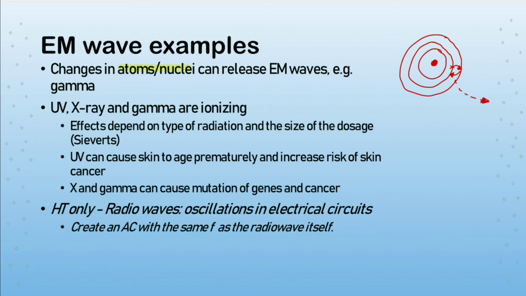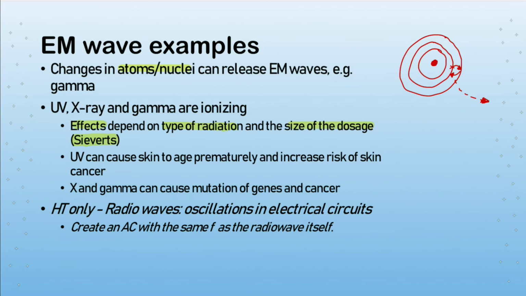And we saw earlier, we've got ultraviolet, X-ray and gamma rays are ionizing, and the effects of which depend on the type of radiation. So gamma and X-ray are much higher energy than ultraviolet, and also the size of the dosage, so how many of these packets of energy are hitting the atoms. So if you've got a high dosage of gamma radiation, it's going to potentially do you quite a lot of harm. And this dosage is measured in sieverts or sievert, which is just the unit of dosage.